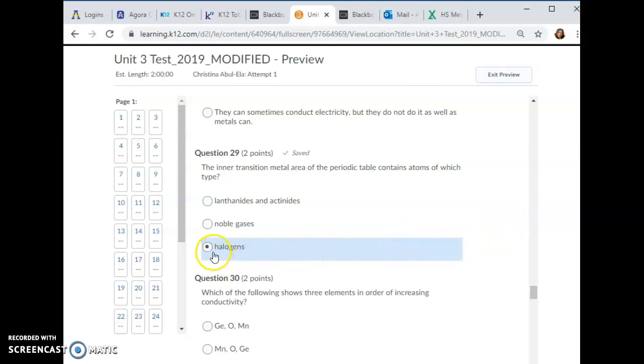I didn't mean to click that one. I was just trying to get something off of the screen. That does not necessarily mean that's the correct answer.